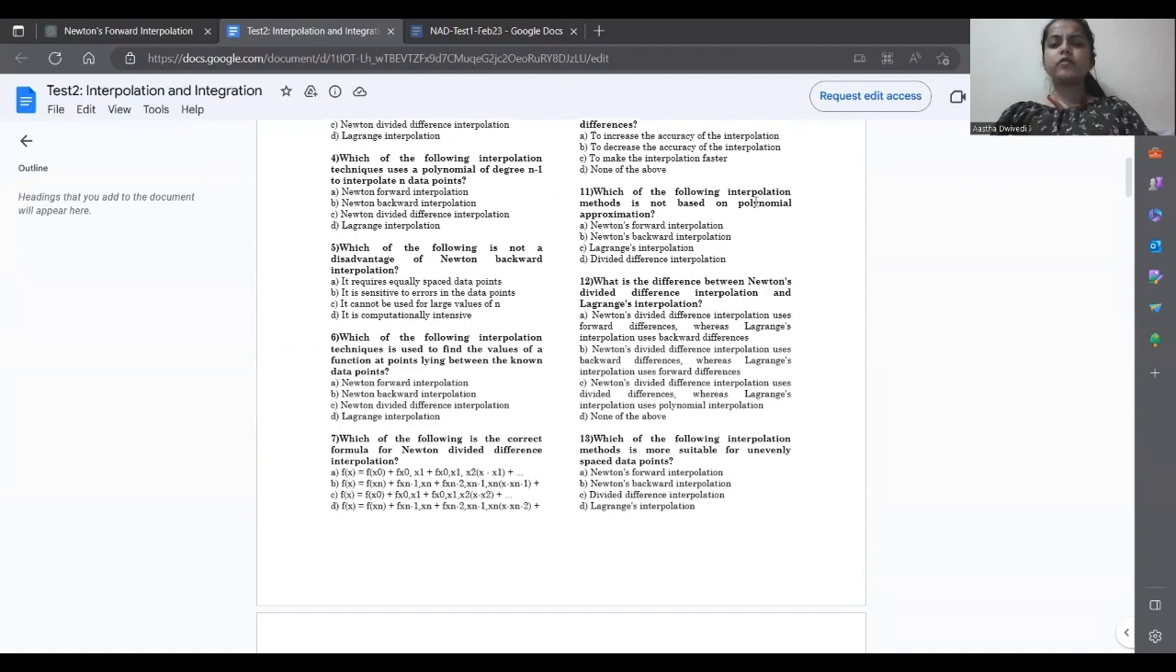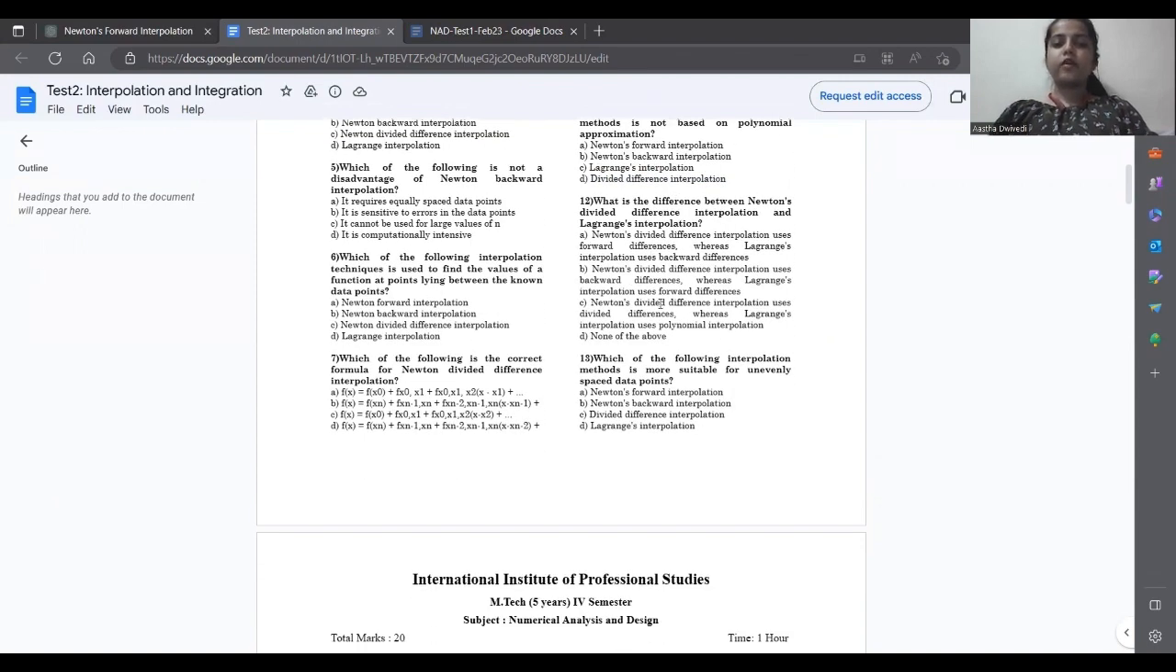Next question. Which of the following interpolation method is not based on polynomial approximation? Newton forward interpolation, Newton backward interpolation, Lagrange interpolation, divided difference interpolation. So the correct answer is D, divided difference. This interpolation technique doesn't use polynomial approximation.